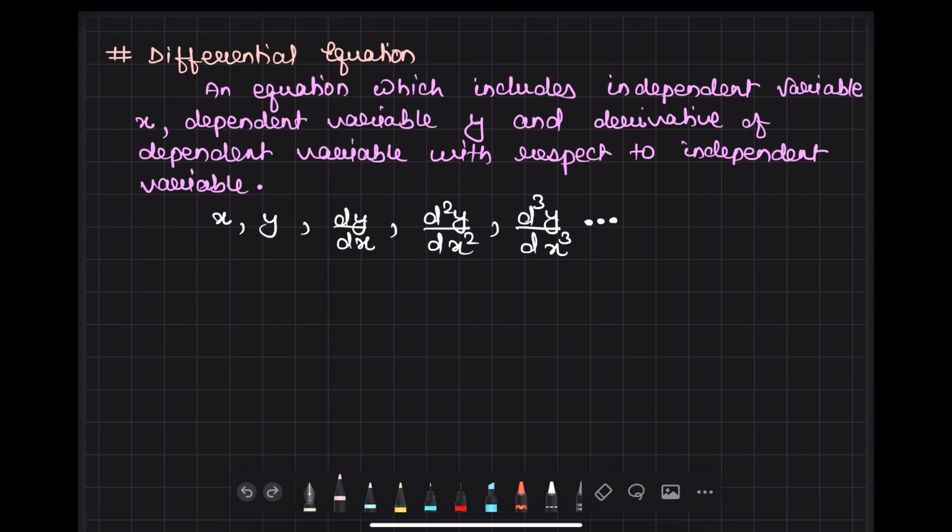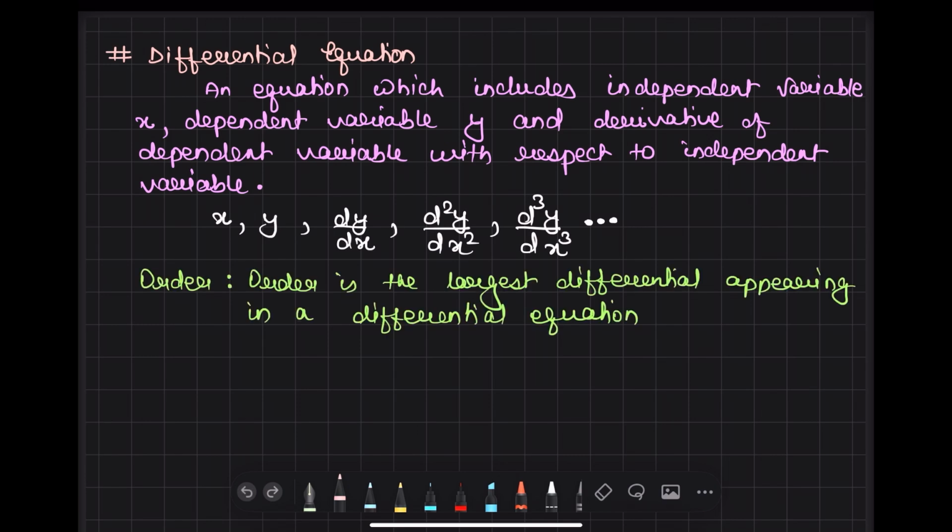Now two important things come under this differential equation. The first one is order. If I give you some differential equation, I will ask you what is the order of this differential equation, and then what is the degree of this differential equation, and you have to respond accordingly. So first try to understand what the order is.